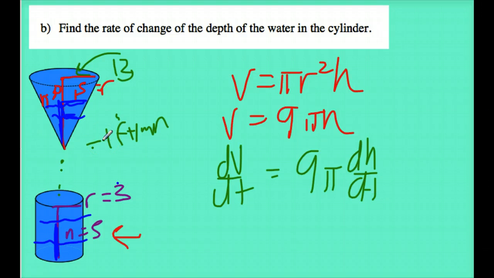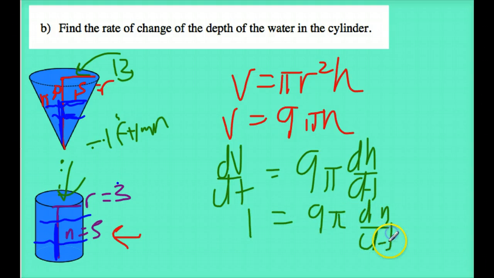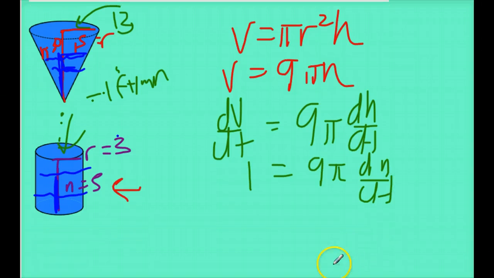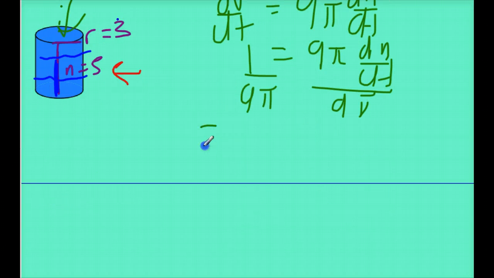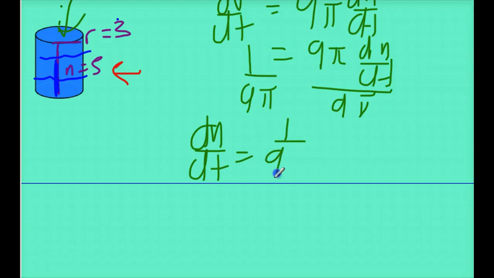The water was leaking at a rate of 1. That means it's also entering at a rate of 1. So I get 1 is equal to 9 pi dH dt. And in order to get my dH dt by itself, I divide by 9 pi. So dH dt for the cylinder is 1 over 9 pi. And my units here are feet per minute.